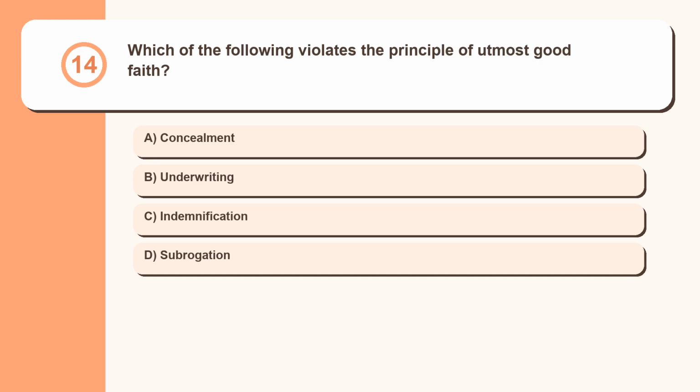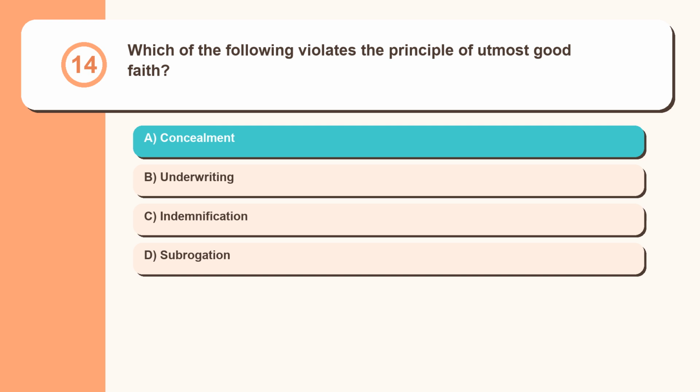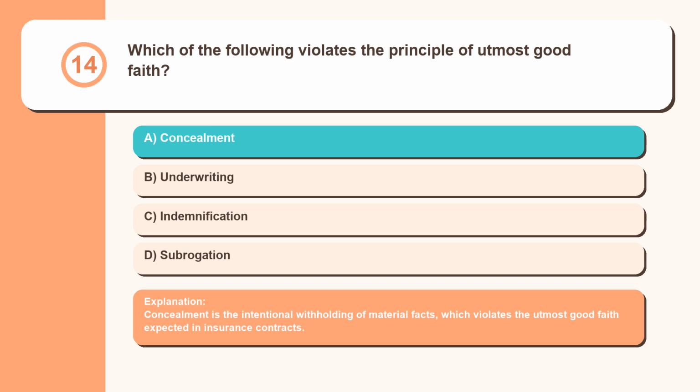Question 14. Which of the following violates the principle of utmost good faith? Concealment, underwriting, indemnification, subrogation. Concealment is the intentional withholding of material facts, which violates the utmost good faith expected in insurance contracts.